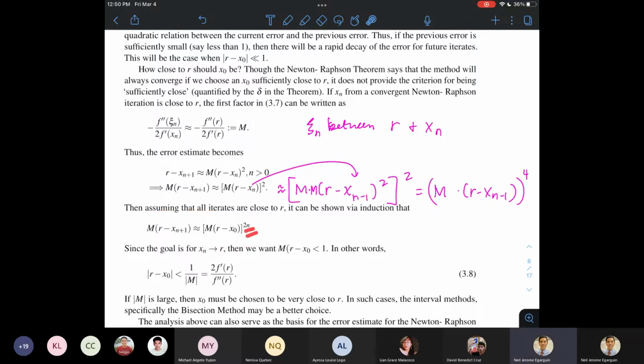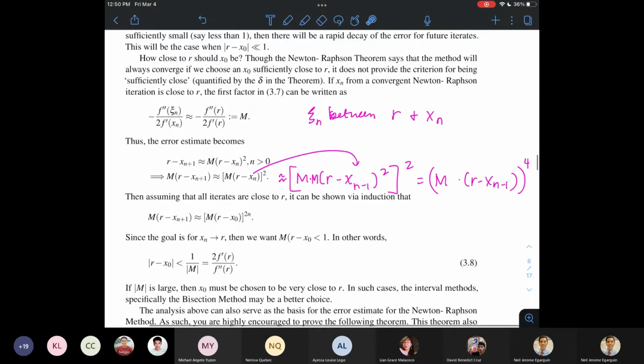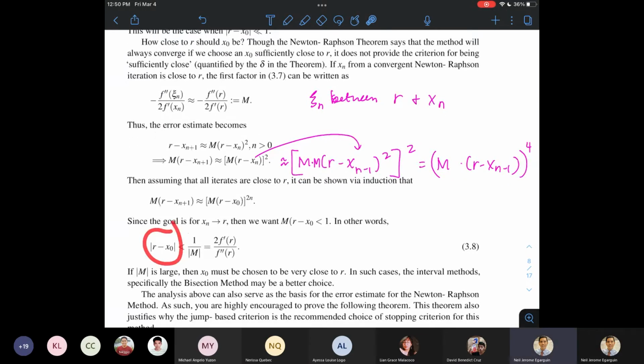Kaya naging power 2 to the n etong nasa taas. All right? And then we can solve for r minus x sub 0 and see that that is less than 1 over m. Okay. Kasi nga ito ay equal lang kay m to the 2n times r minus x sub 0 raised to the 2n. Okay. So, ano nangyari? Hindi ko pala siya sinolve. Ano nangyari dito? Let's see.